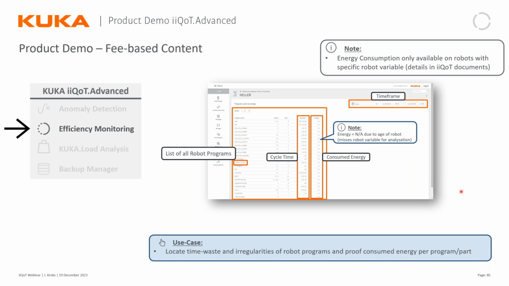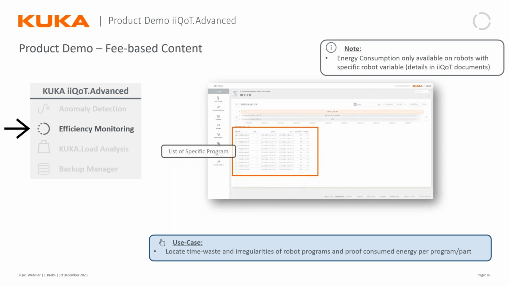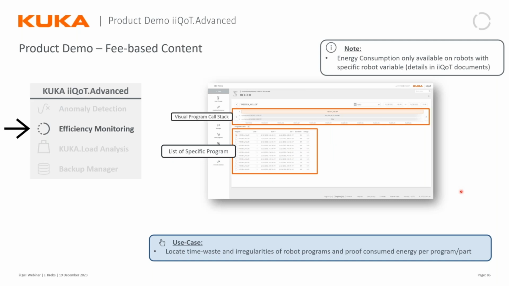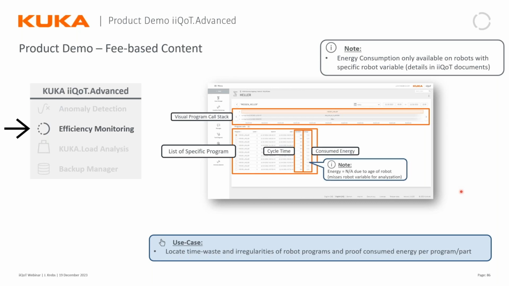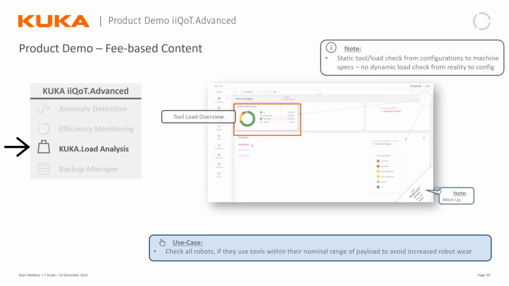If I click on efficiency monitoring on one specific program, it will show the call stack. And again, I will see cycle time and energy consumption, same point here. Due to the age of the robot, I cannot see the consumed energy, but like I said, for every new robot it is possible to see. KUKA load analysis, I noted here already, is just a mock-up, but I want to show you how it will look.